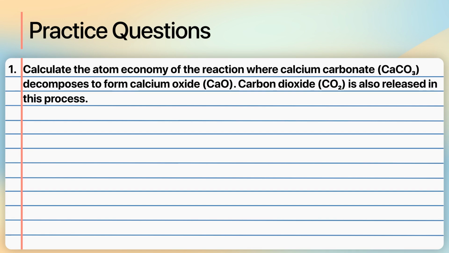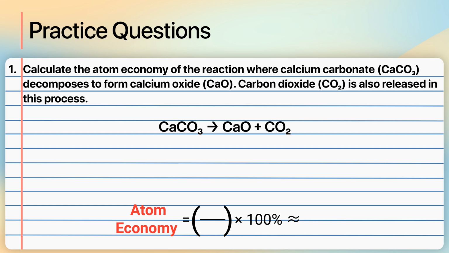Let's dive into some GCSE level questions to apply our understanding of atom economy and its calculation. Calculate the atom economy of the reaction where calcium carbonate decomposes to form calcium oxide. Carbon dioxide is also released in this process. The first step is to identify the desired product. Here, it is calcium oxide, written as CaO. Next, we need to calculate the relative formula mass of calcium oxide. Calcium has an atomic mass of 40, and oxygen has an atomic mass of 16. Therefore, calcium oxide has an atomic mass of 40 plus 16, which equals 56.